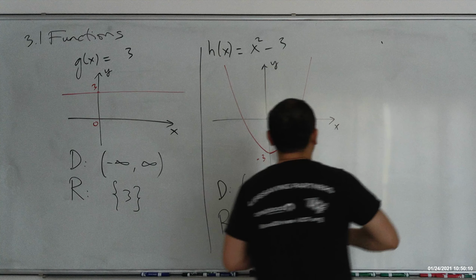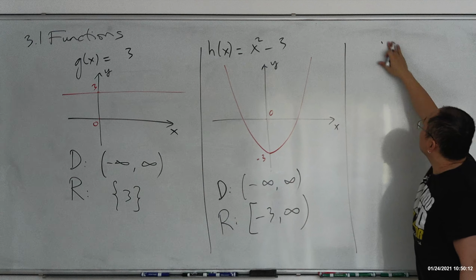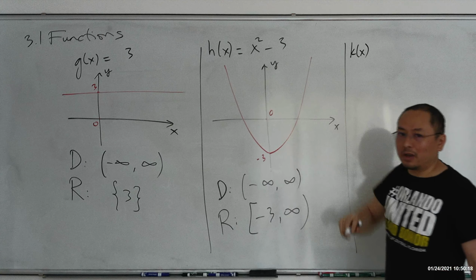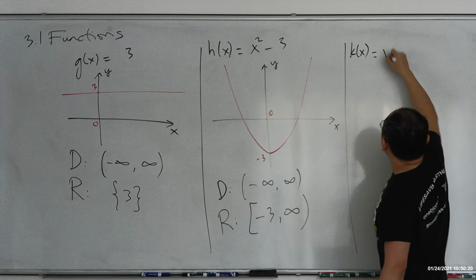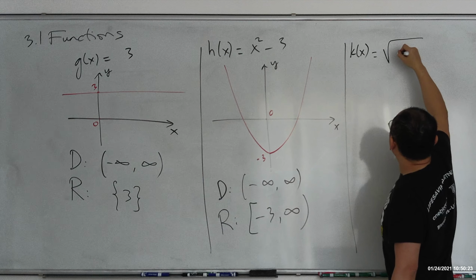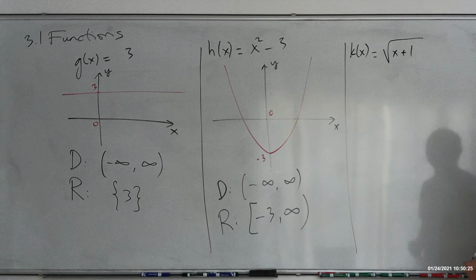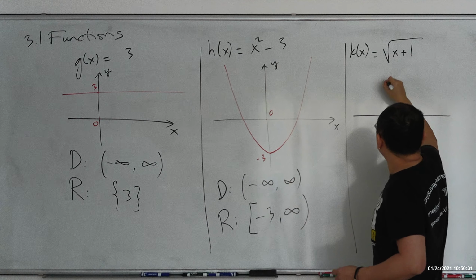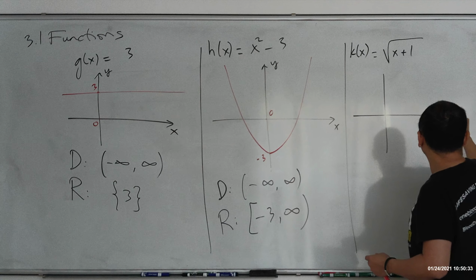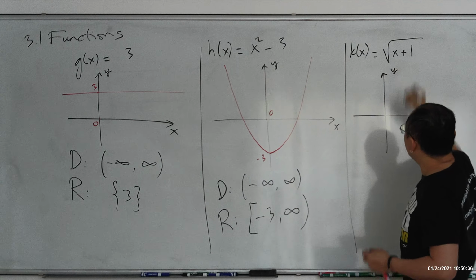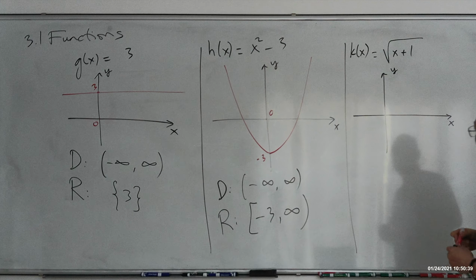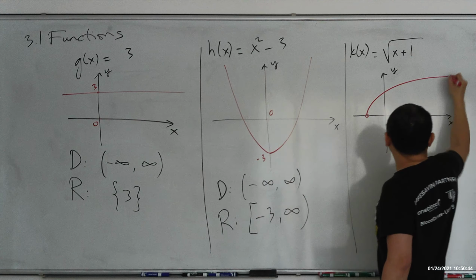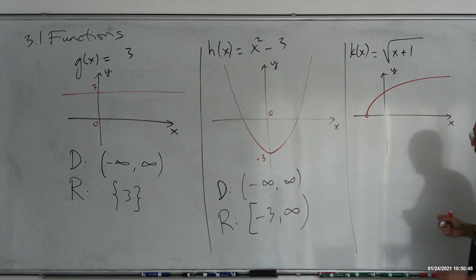Okay, let's take a look at one more example. How about this? How about k of x? I'm using different letters to represent functions now. Equal to the square root of, say, x plus 1. Okay. And let me show you guys a graph of this. X-axis, y-axis. Okay. And the graph is going to look like this. Like half a parabola, a horizontal one.